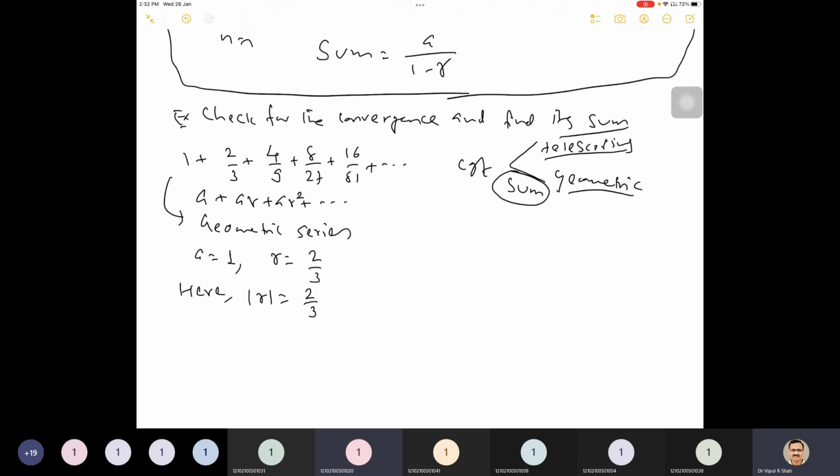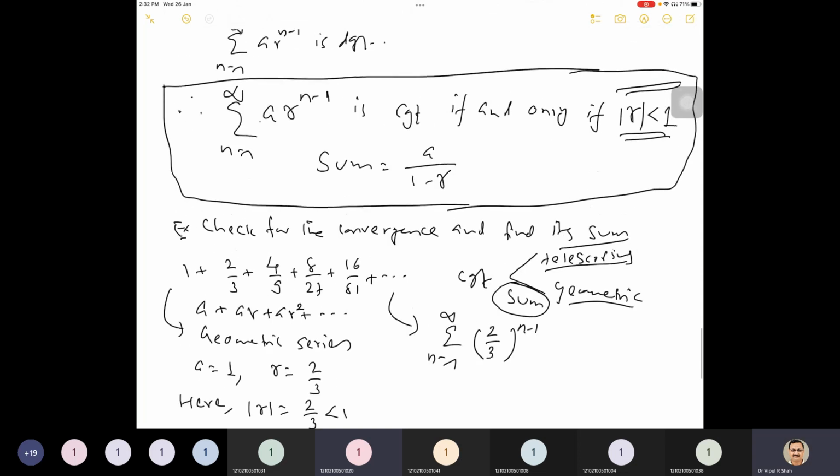Less than 1 or greater than 1? Less than 1. So that means this series is the sum from n equal to 1 to infinity of A R power n minus 1, so 2/3 power n minus 1.